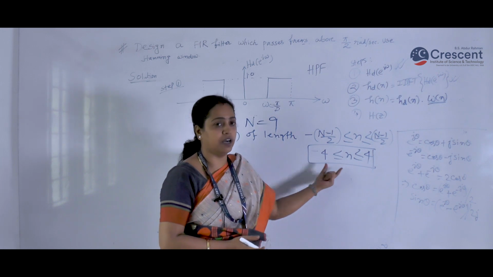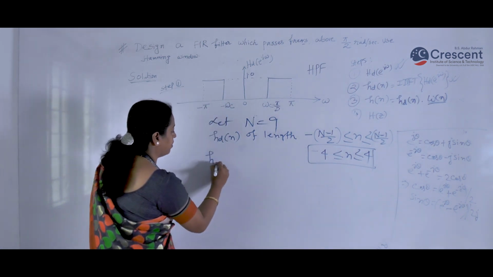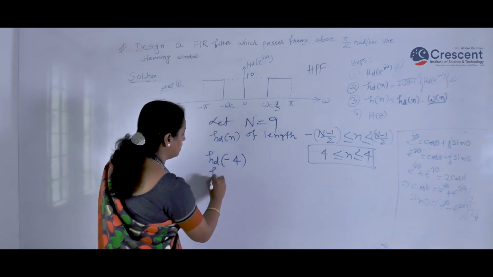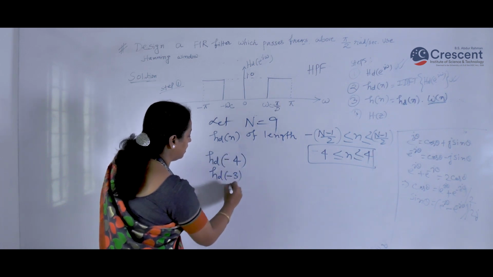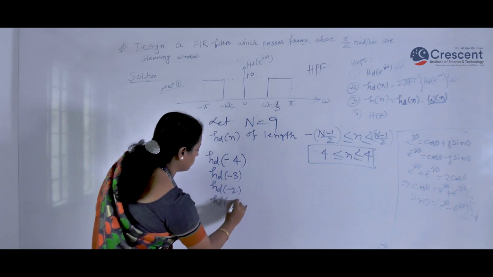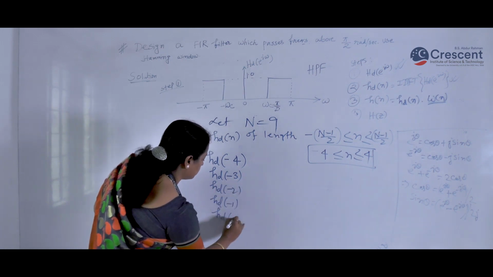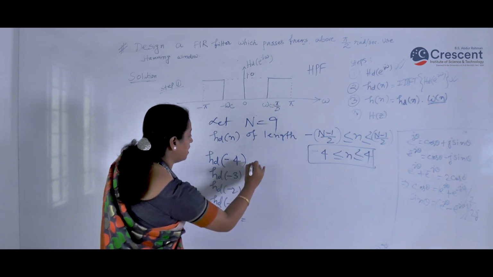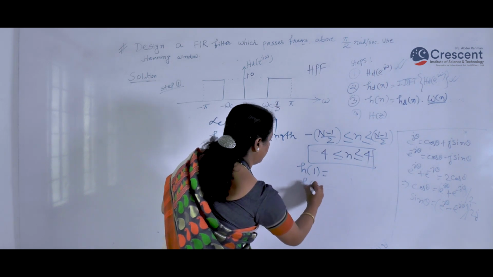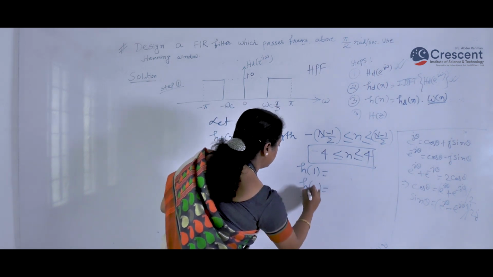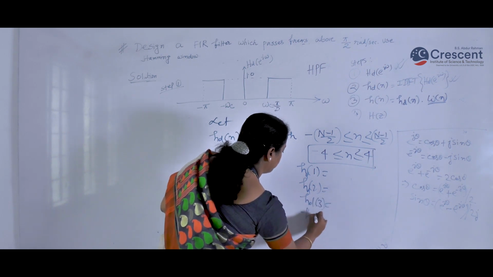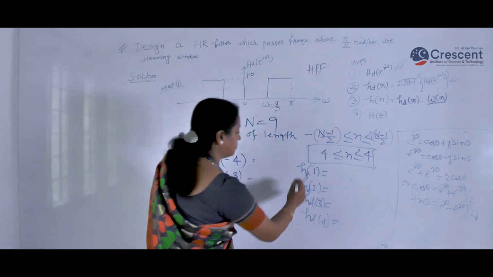So what we are doing here, for Hd of n also we are going to find out the value from Hd of minus 4, then Hd of minus 3, Hd of minus 2, Hd of minus 1, Hd of 0, etc., and then Hd of 1, 2, 3 and Hd of 4. So this many samples first we'll be finding out.